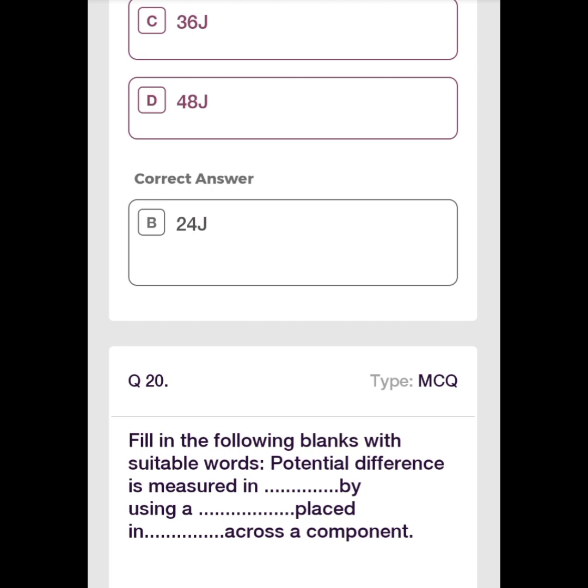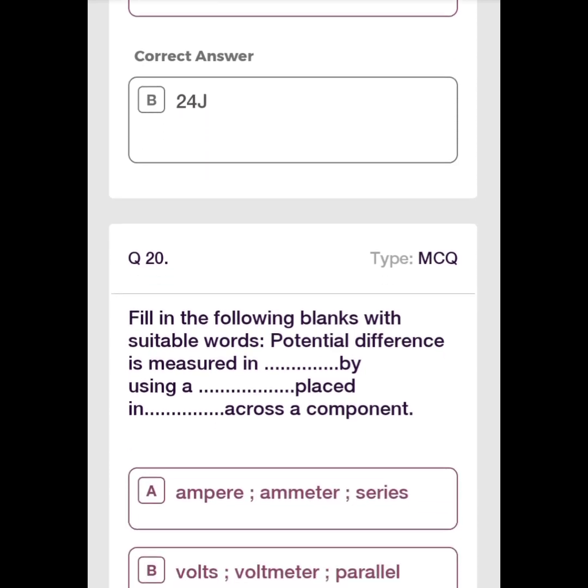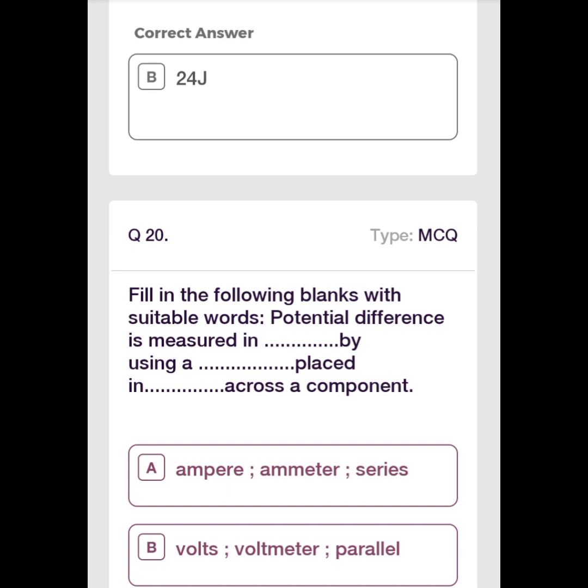Next question. Fill in the blanks with suitable words. Potential difference is measured in dash by using a dash. What is the SI unit of potential difference? Volts. And by using which instrument? Voltmeter. Placed in dash across a component. Do we place it in series or parallel? Parallel. So to measure the potential difference we need to connect the voltmeter in parallel. Option B is the correct answer.